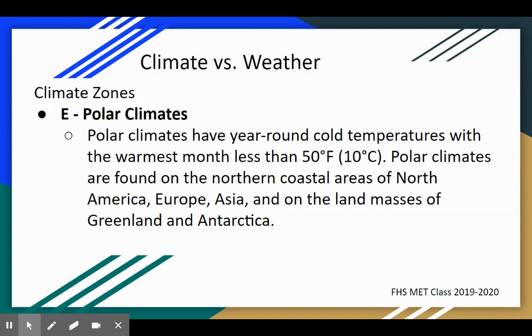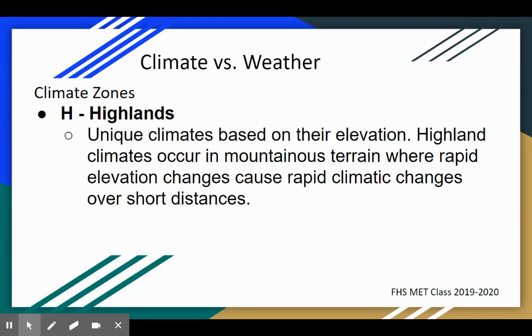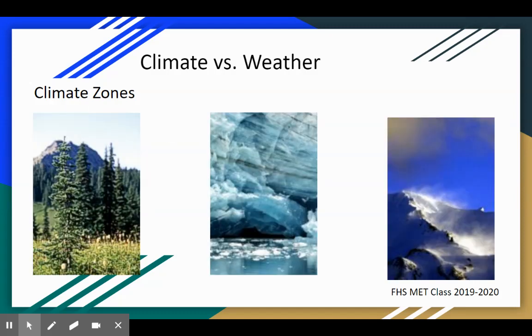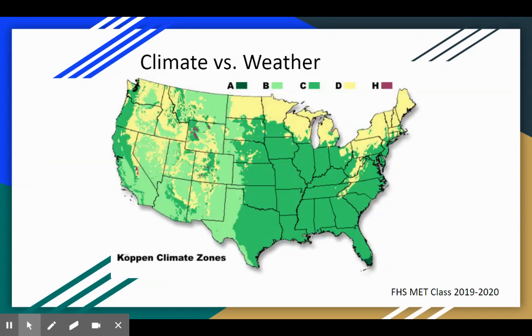with the warmest month less than 50 degrees Fahrenheit. These are found on the northern coastal areas of North America, Europe, and Asia, and on the land masses of Greenland and Antarctica. And then the highlands. These are unique based on their elevation. They are climates that occur in mountain terrain where rapid elevation changes cause rapid climatic changes over short distances. Here's a picture of those other 3 climate zones, and here's a diagram of those climate zones and where they exist here in the United States.